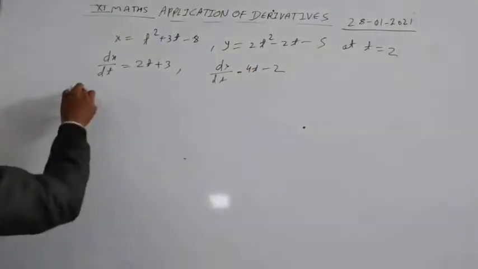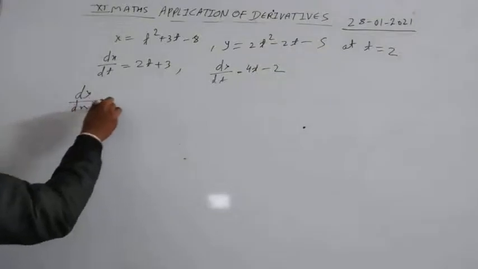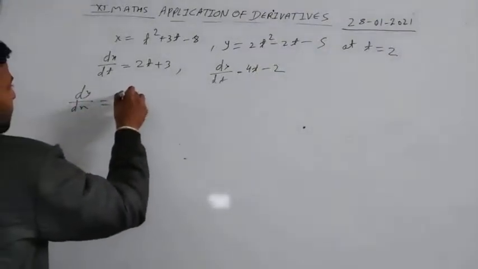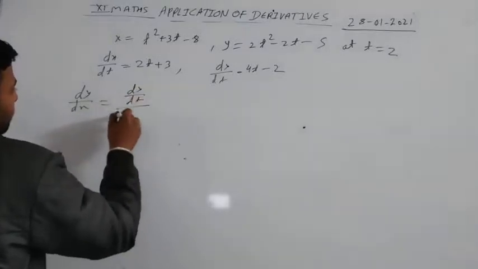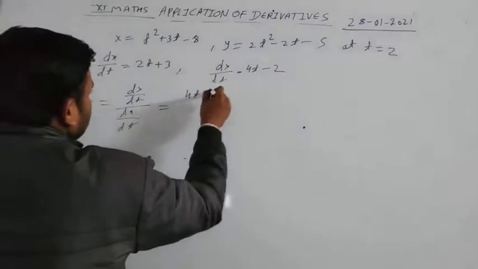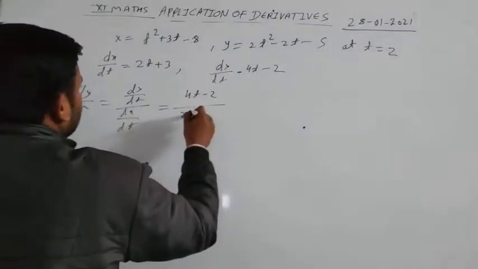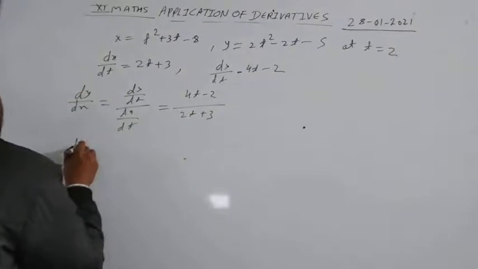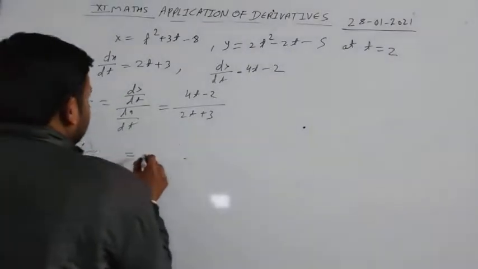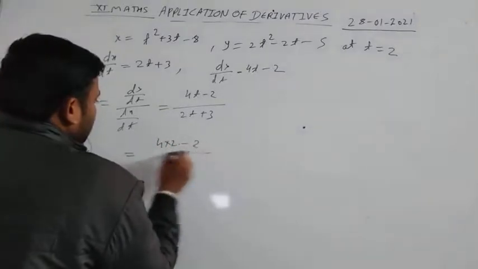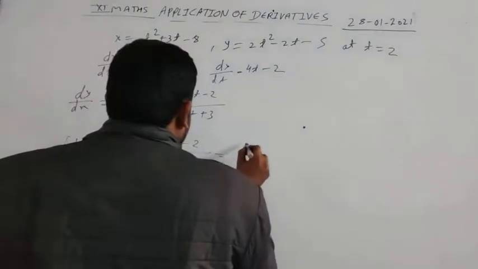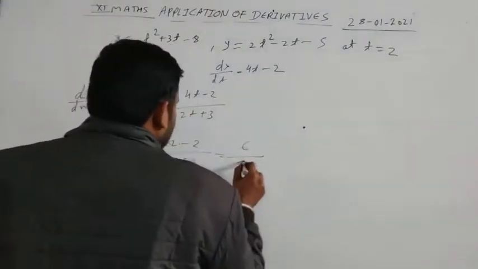Okay, now student, our dy by dx will be what? You know, our dy by dx is dy by dt upon dx by dt. So dy by dt is 4t minus 2 and dx by dt is 2t plus 3. So dy by dx at the point t is equal to 2 is (4 into 2 minus 2) upon (2 into 2 plus 3). We get 8 minus 2 which is 6 and 4 plus 3 is 7.